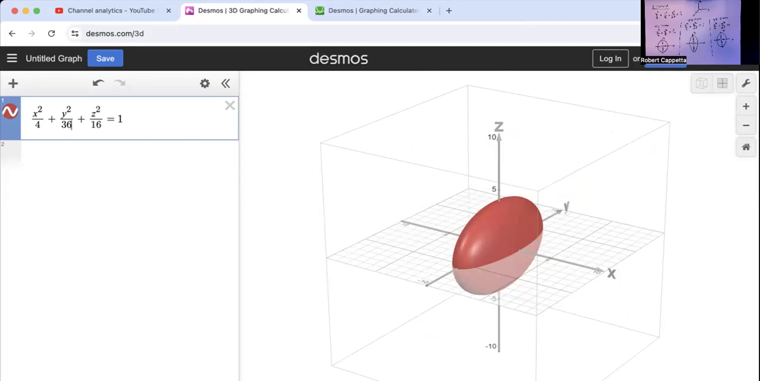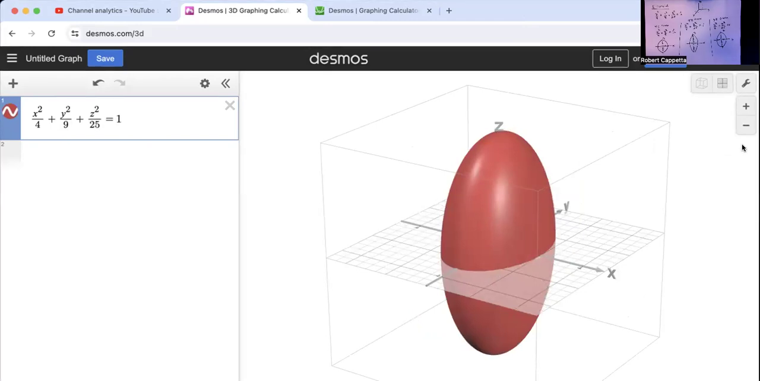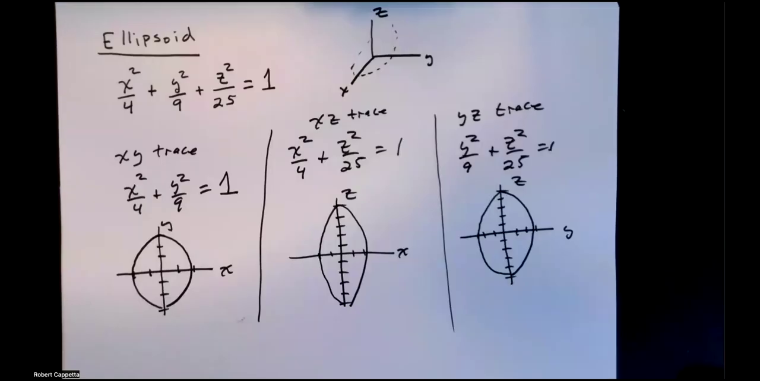So as we adjust the numbers downstairs, we originally started with x squared over 4 plus y squared over 9 plus z squared over 25. How do we determine what that is going to look like? We consider the traces. We have an ellipse in the xy plane, an ellipse in the xz plane, an ellipse in the yz plane. Put all those ellipses together and we get something called an ellipsoid. So this is an ellipsoid with ellipses in each trace. And this is one of our quadric surfaces. And this is how you spell ellipsoid, ellipsoid.